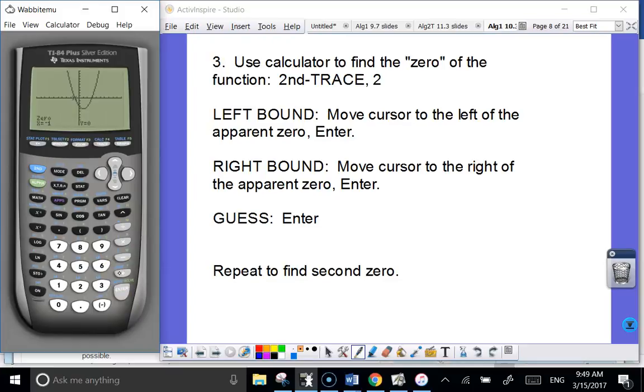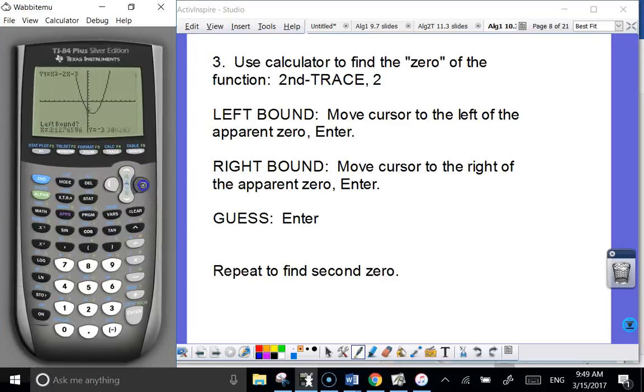So if I wanted to find the other zero, then I'd have to start over. Second trace 2. For the left bound, I'm going to move my cursor. How about there? It's to the left of that zero. So I hit enter. And then I move it to the right with the arrow key, above and to the right. And I hit enter. And then I hit enter again, and it jumps to the zero.